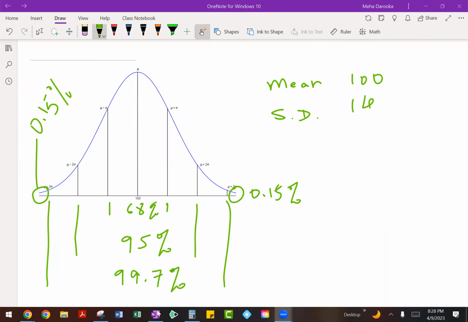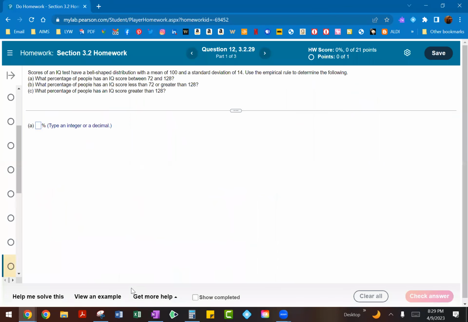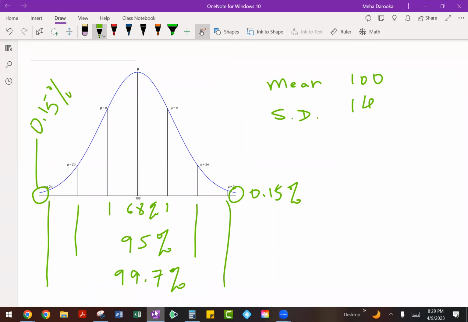Okay, so we've kind of got a general structure going over here. So let's come back to our problem. Let's go ahead and start by figuring out what our 1, 2, and 3 standard deviations away from the mean are. So we're going to take our mean of 100, and then we're going to start subtracting and adding our standard deviation of 14 once, twice, and 3 times to figure out what those numbers on our bell curve will look like. So let's come back to our form over here.